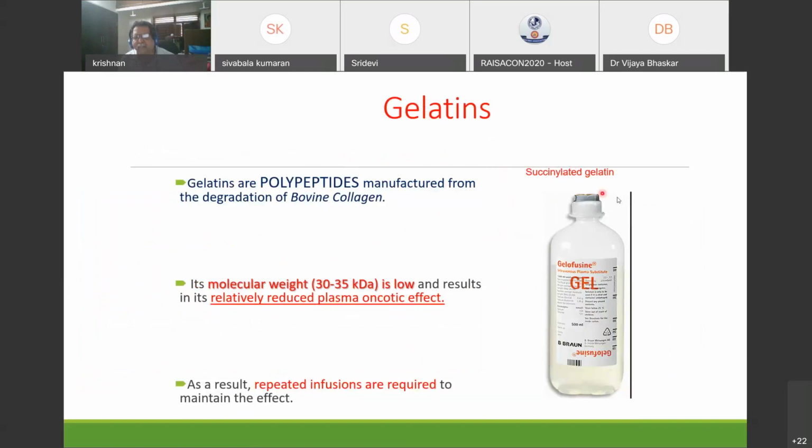Regarding gelatins, succinylated gelatins have a very low molecular weight. Because of the very low molecular weight, they just go out of the capillaries into the interstitium, so they don't stay intravascularly. Why are we giving colloids? We want the fluid to stay intravascularly for a longer time. We want the blood pressure to be maintained, because there are no RBCs here which will carry oxygen. This is only to maintain perfusion of the peripheries. So when you have a fluid which is not going to stay for a longer time, it is not of much use, and you may have to give a repeated infusion.